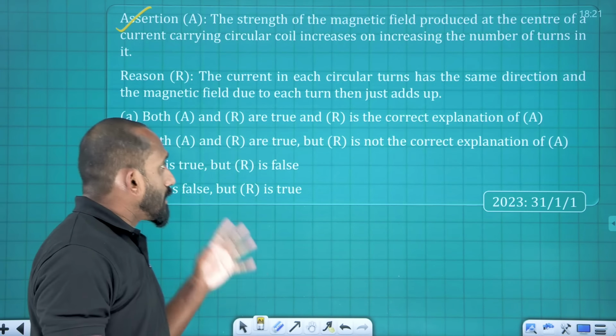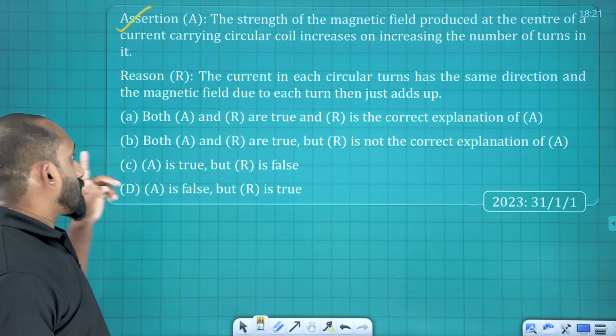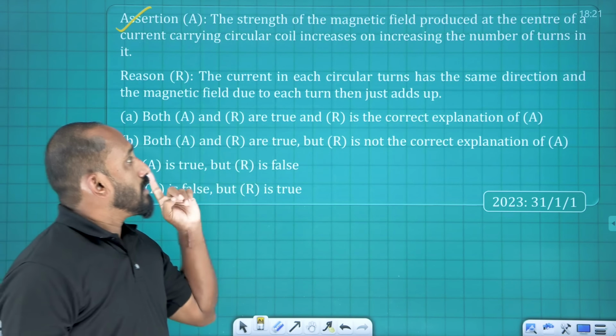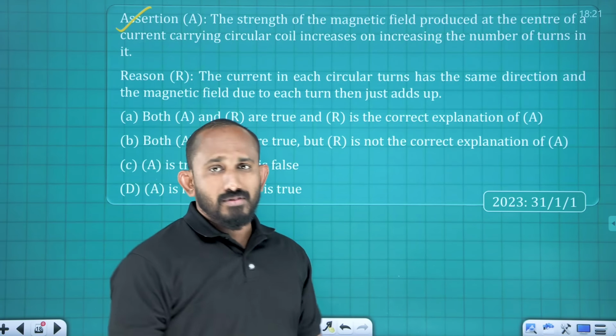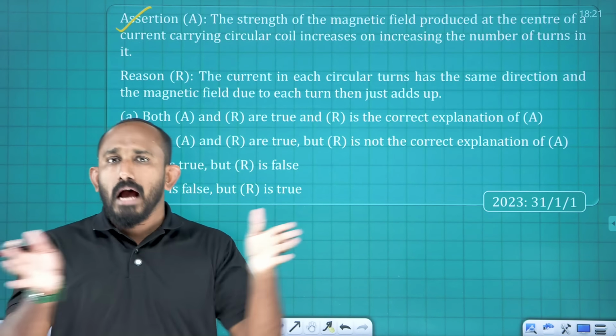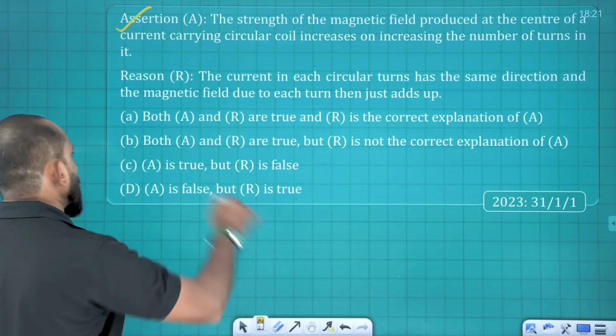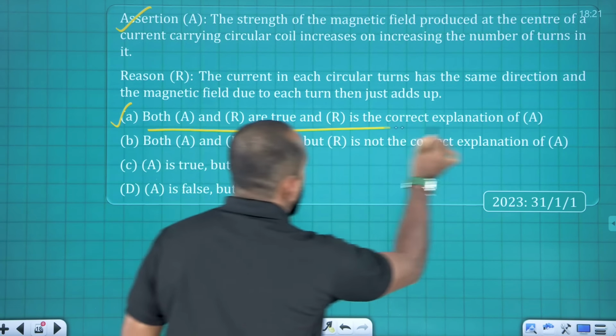Reason: the current in each circular turn has the same direction and the magnetic field due to each turn then just adds up. So, current is in the same direction and the magnetic field is also in the same direction. So, they will add up. So, the total magnetic field increases. Exactly correct, and that is a correct explanation. So, option A is correct.